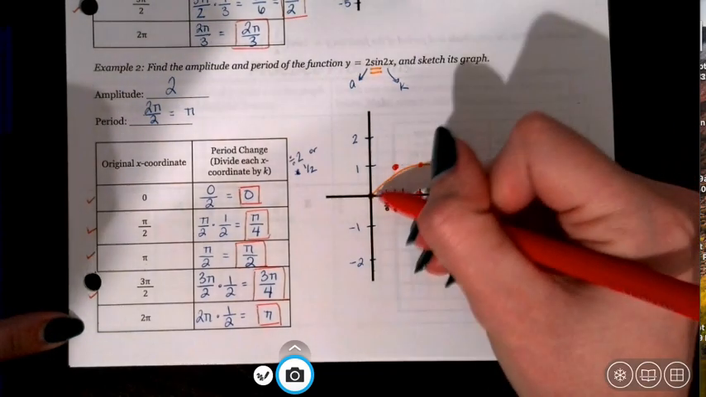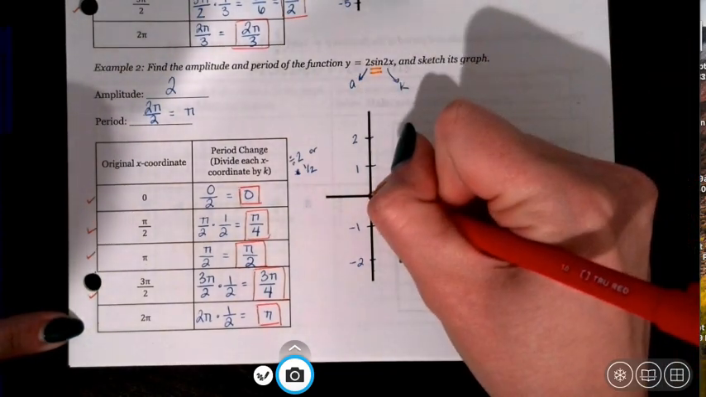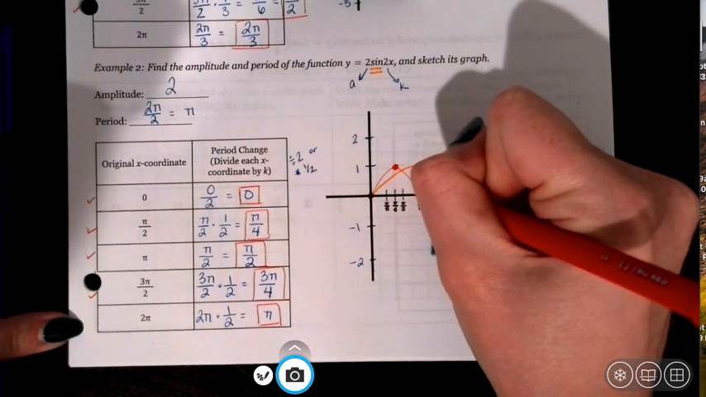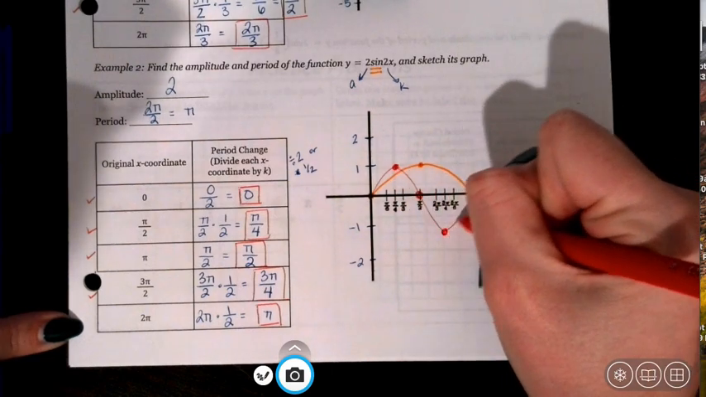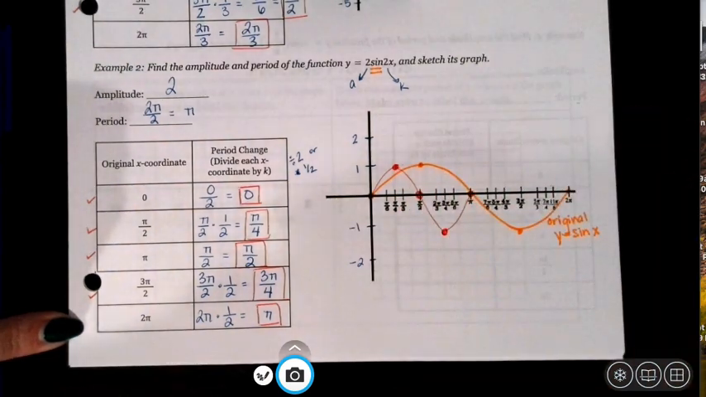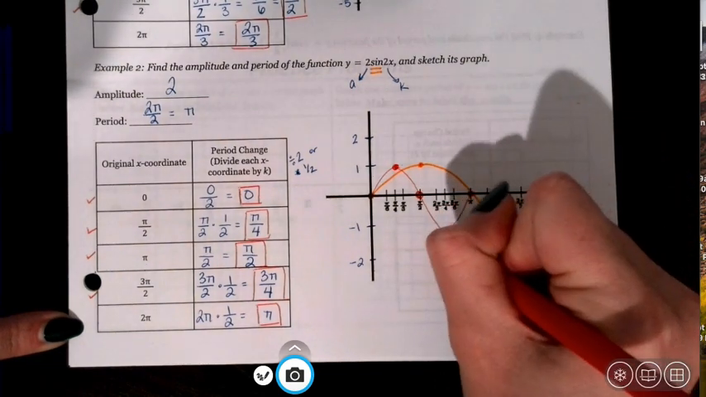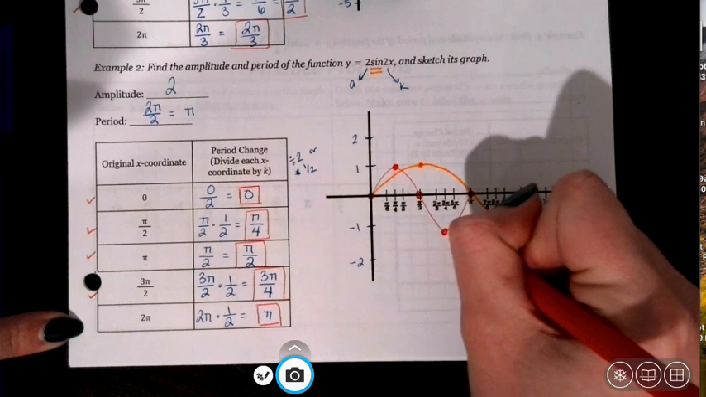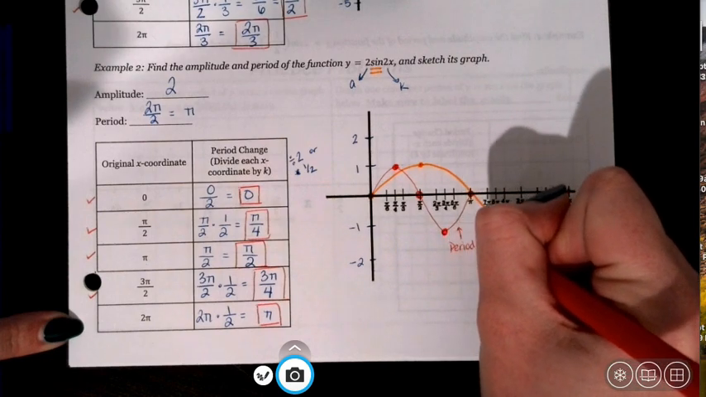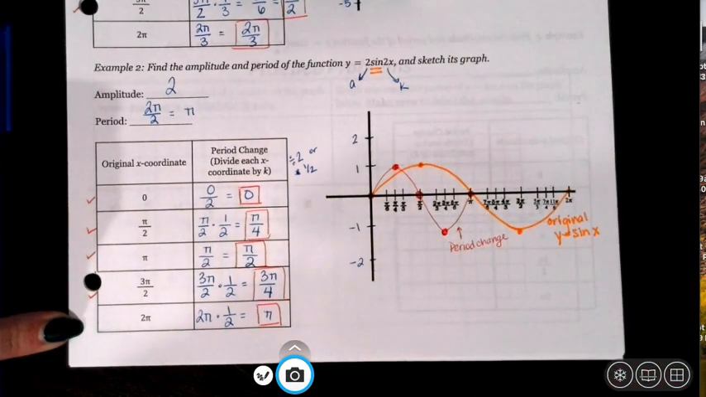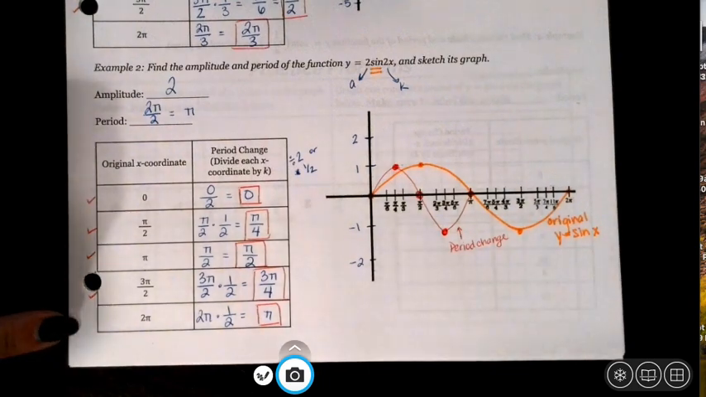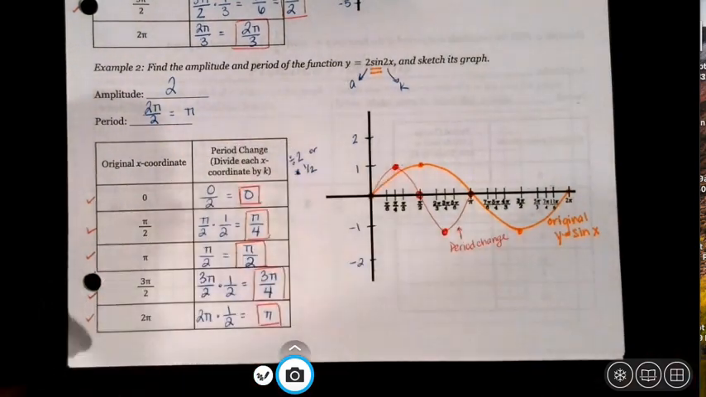So I can see my curve here, so I'm going to go ahead and connect those. And it still looks like a sine curve. It's just a little bit smaller. So this one, I'm going to make a note, has the period change, but we still need to change the amplitude. So if you needed to do it in multiple steps, you can. If you want to do it in the same step, you can.